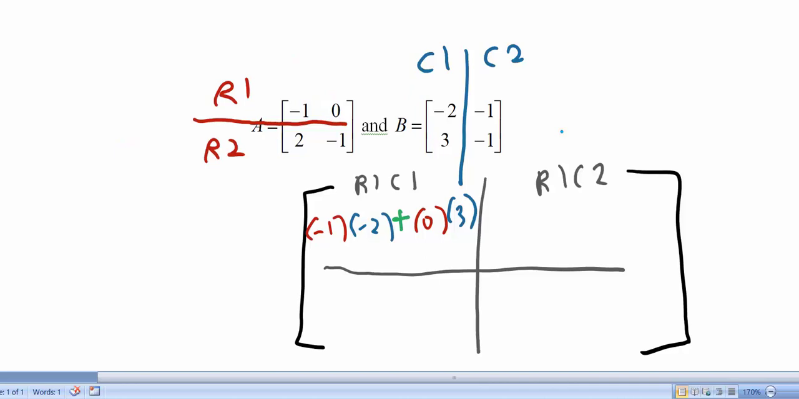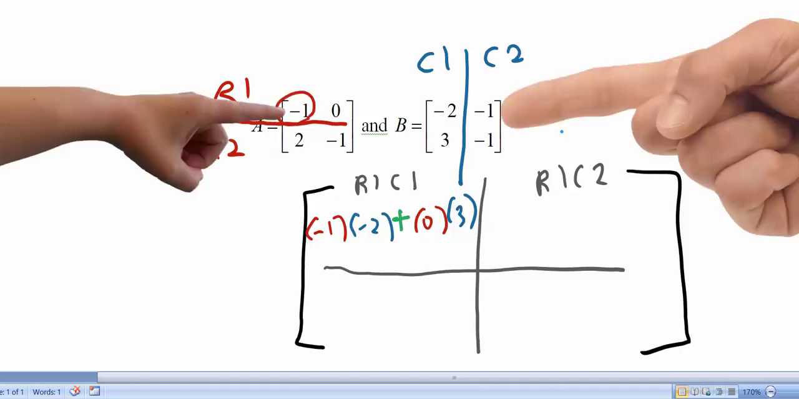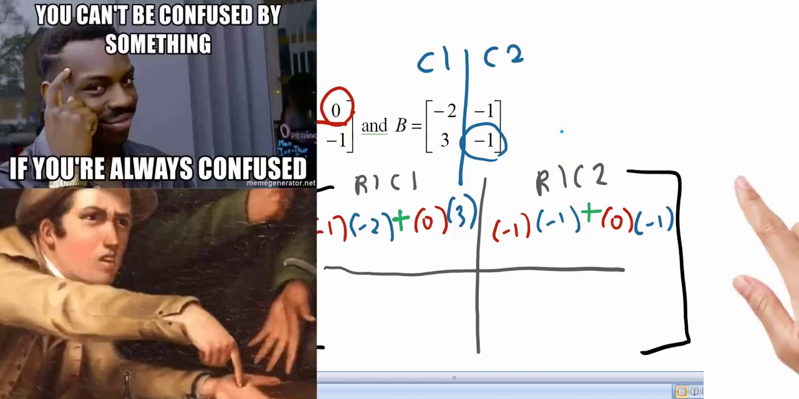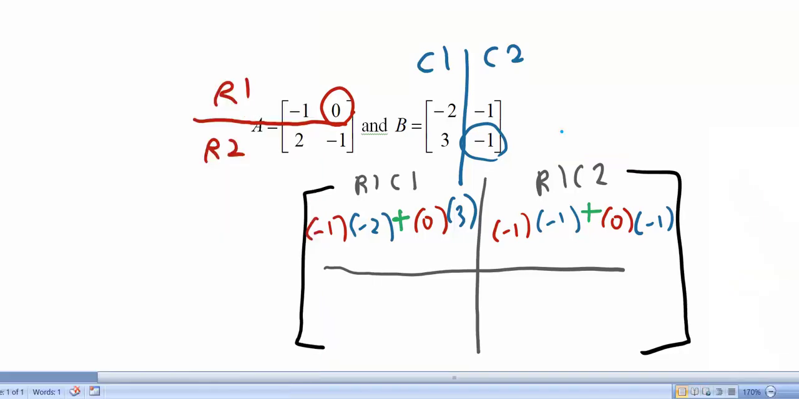Let's try now row 1, column 2. That means we're going to put our left finger at the beginning of row 1, and our right finger at the beginning of column 2. This is going to give us -1 times -1, and then we move both fingers at the same time. Our left finger moves to the right, to the 0, and our right finger moves down to -1. This is very complicated if you are not using your fingers. So use your fingers and make sure that you don't move just one finger at a time. You move them both at the same time. And then a plus goes in between those two.